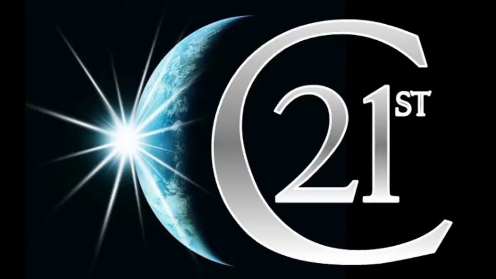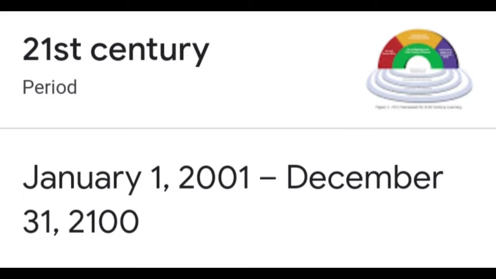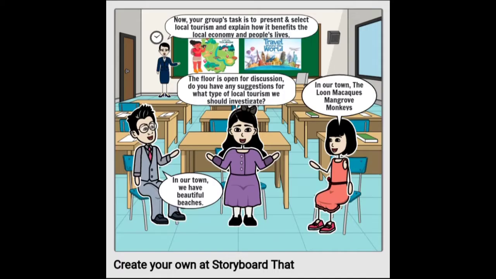The 21st century begins on January 1, 2001 to December 31, 2100. Here is the illustration of the 21st century classroom. As we can see, not only the teacher but also the students take part in the teaching and learning process, which means that active learning takes place in the 21st century classroom, and it is outcome based, wherein students show what they have learned through various ways.